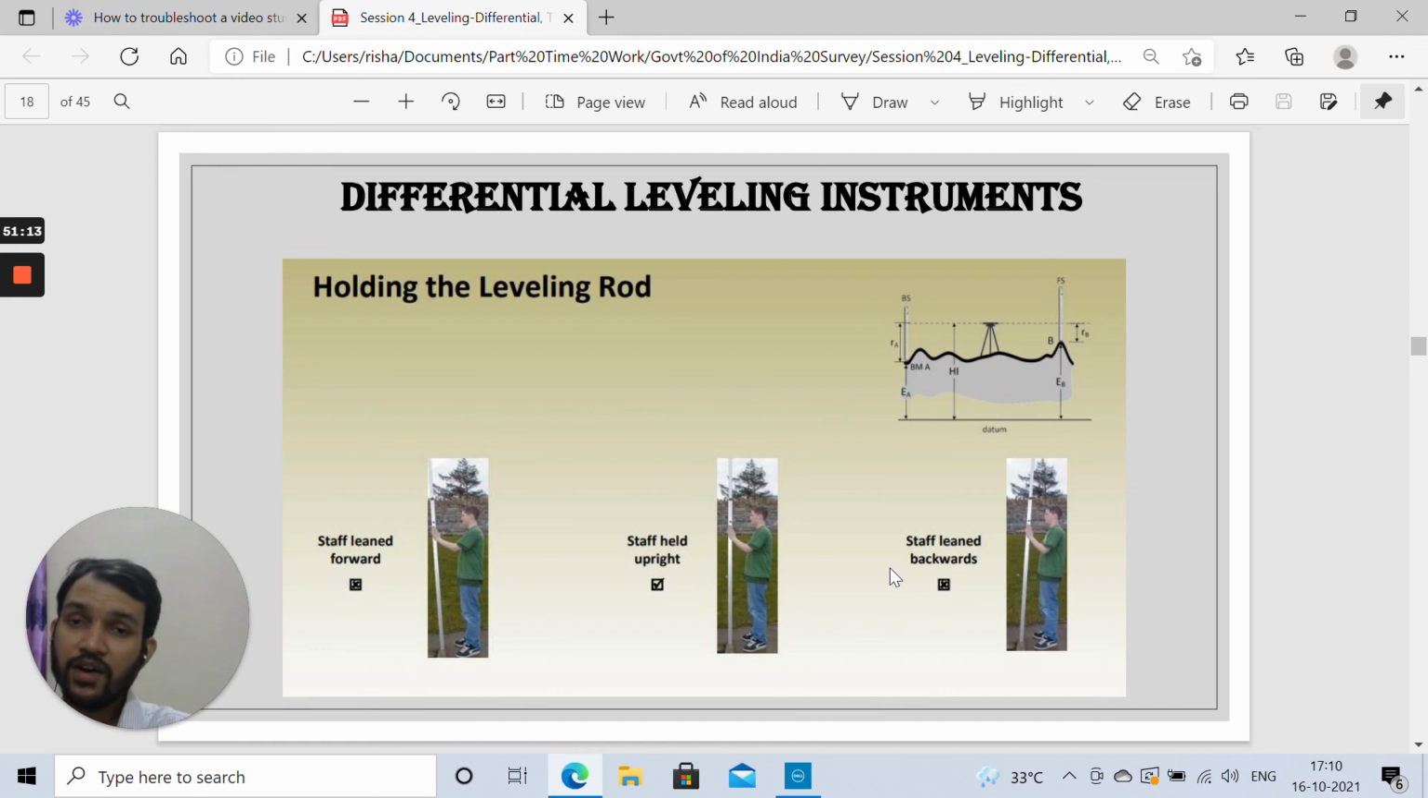First thing, the core concept that you need to remember while holding the leveling rod is also very important. Whenever you are holding the leveling rod or the leveling staff, which has these graduations, it should always be held perfectly vertical, because if it is inclined forward or backwards, then the reading which you will get through this leveling staff will be wrong. If it is inclined backward or forward, then the reading will be higher than the actual reading.